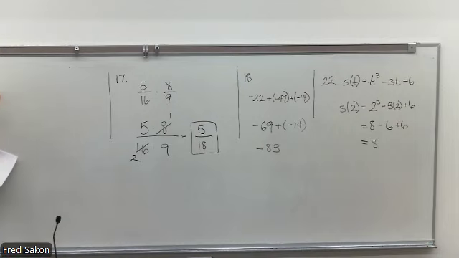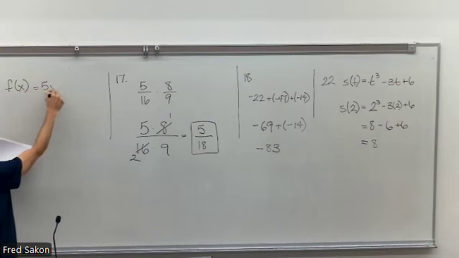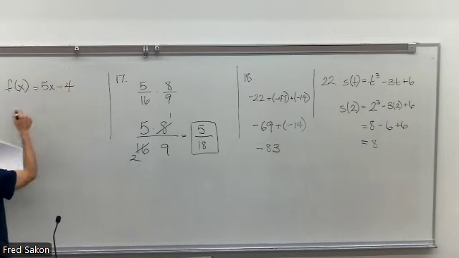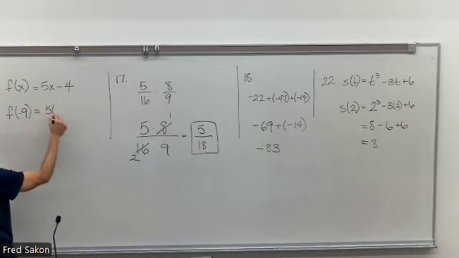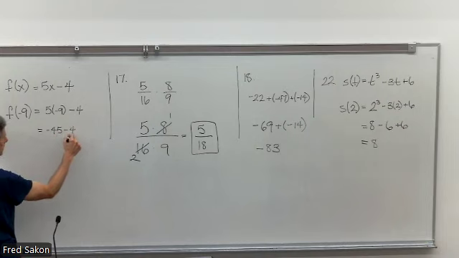Another one like that is number 31. We have f of x equals 5x minus 4. Then what is f of negative 9? Likewise, in the place of x, we're putting negative 9. So 5 times negative 9 minus 4, that's negative 45 minus 4, negative 49.